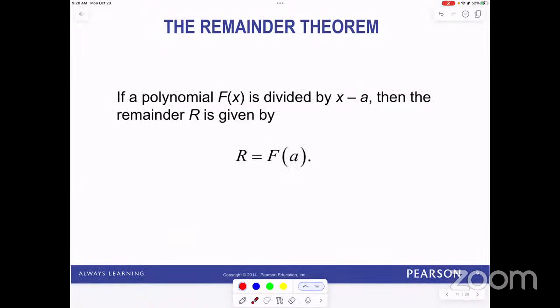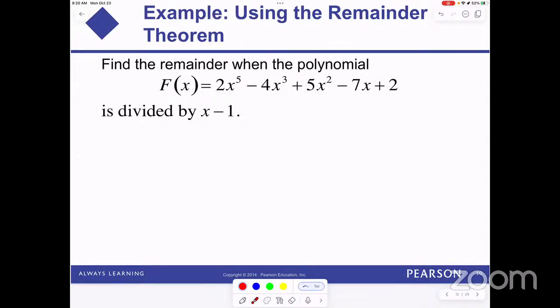Again, the remainder theorem: the remainder is going to be equal to f of the zero of the divisor, and vice versa. You can go in both directions there. So find the remainder when this polynomial is divided by x minus 1. Obviously, we can do polynomial long division or synthetic division, or we can just use the remainder theorem, where our zero of the linear binomial is going to be 1. So we evaluate this function when x is 1.